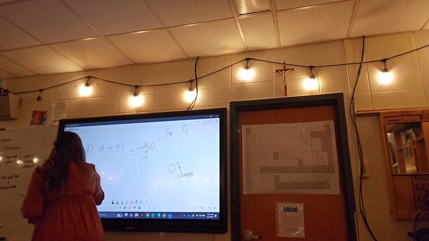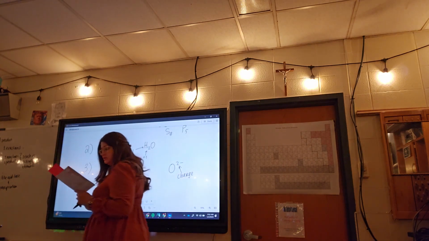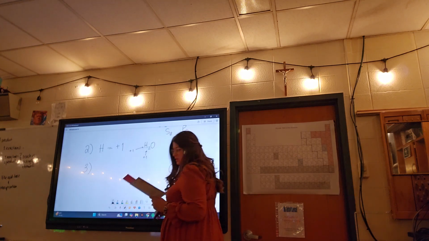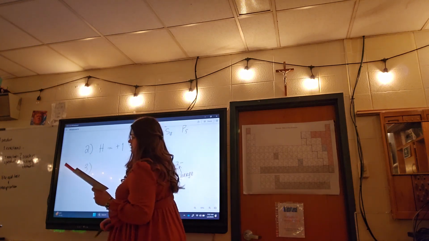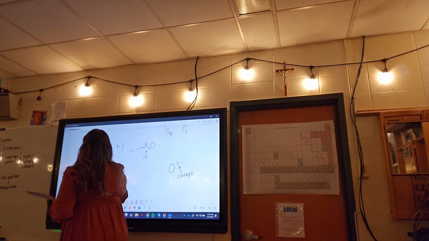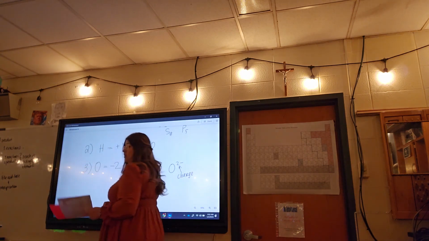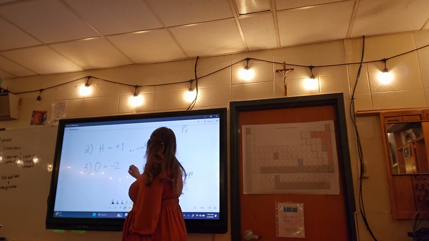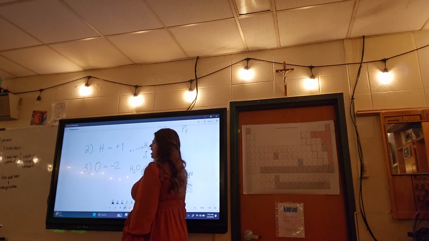Okay, so the third rule says about oxygen, it's always -2 except in peroxides where it is -1. I will tell you if you have a peroxide. What is a peroxide? H2O2 is a peroxide.